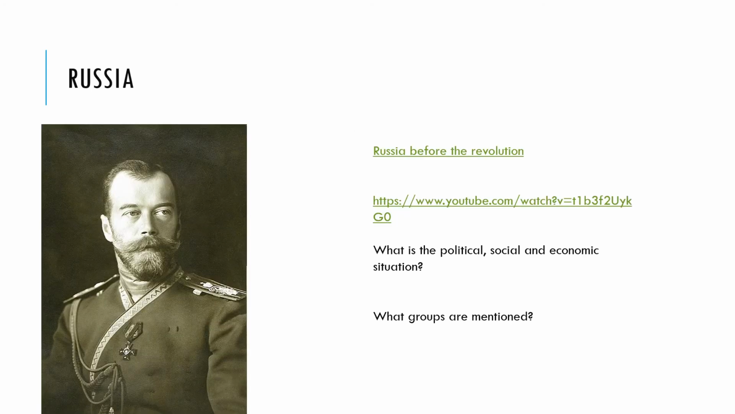So we're going to look at an example of a society and its historical context. And we're going to look at a brief video of someone describing Russia before the 1917 revolution. While we watch, have a think about the political, social, and economic situation of Russia as described in the video, and have a think about what groups are mentioned in the video.